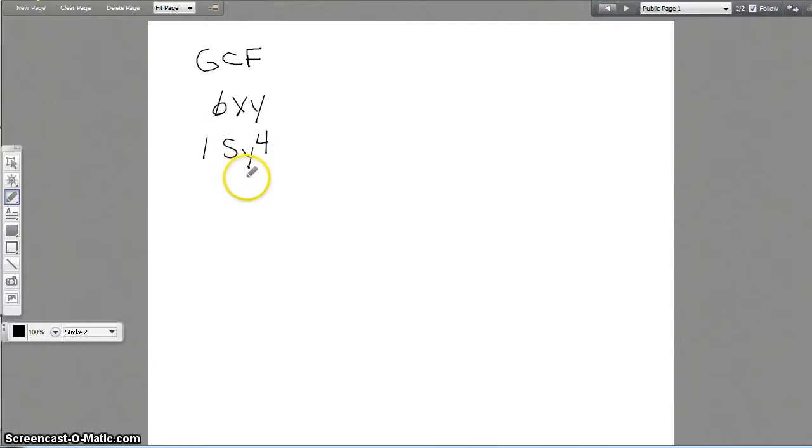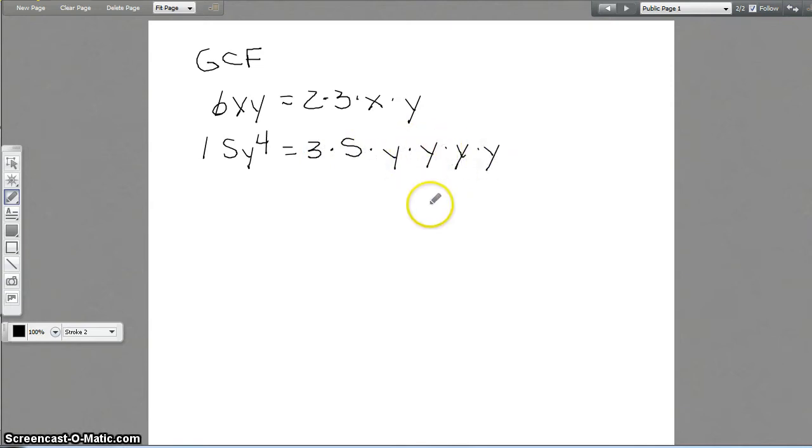Okay, what I would do for this is break each of these down into prime factors. 6 can be broken down into 2 times 3, and then we have times x times y. 15y to the fourth, well, the 15 can be broken down into 3 times 5, and then y to the fourth is y times y times y times y.